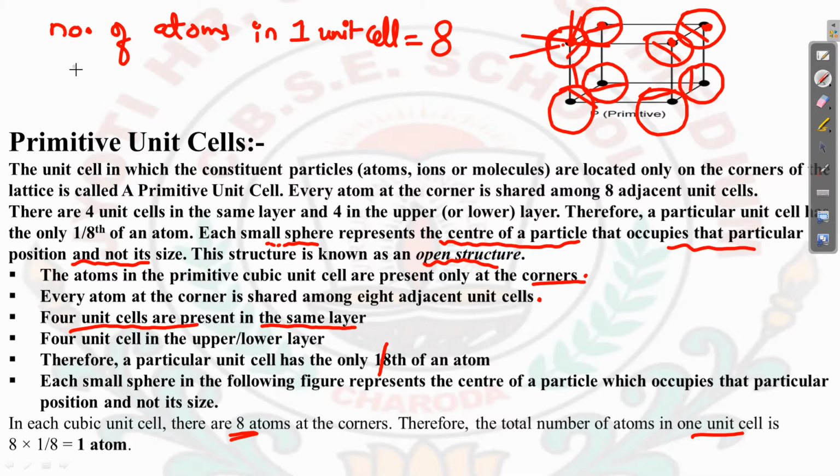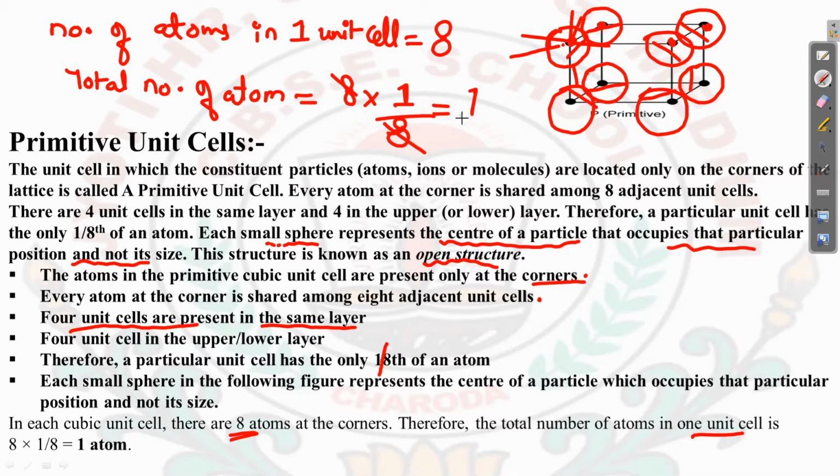Then the total number of atoms in this unit cell will be 8 into one atom is contributing its 1 by 8th part only. So therefore 8 and 8 will get cancelled here. And how much of atom is there, or how many particles are present there? Only a single particle is contributing in a primitive unit cell.